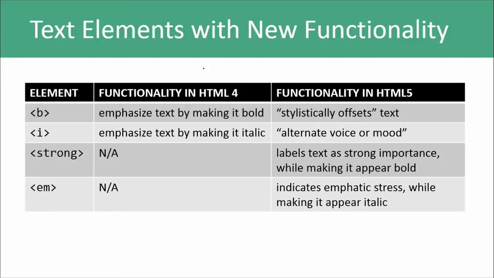With I, a very similar situation where it's used to make text italic, right? Its functionality in HTML5 is to provide an alternative voice or mood. With strong, we label it with strong importance while making it appear bold, and then with emphasize, we indicate emphatic stress while also making it appear italic. So we have a couple of new elements with strong and EM that don't just style the text, but also provide extra meaning as well.